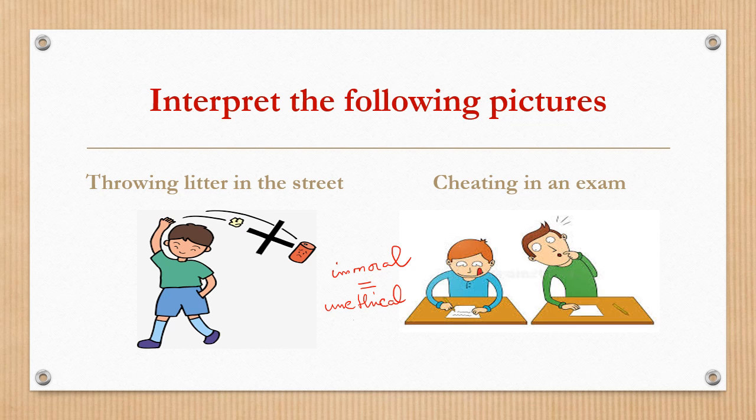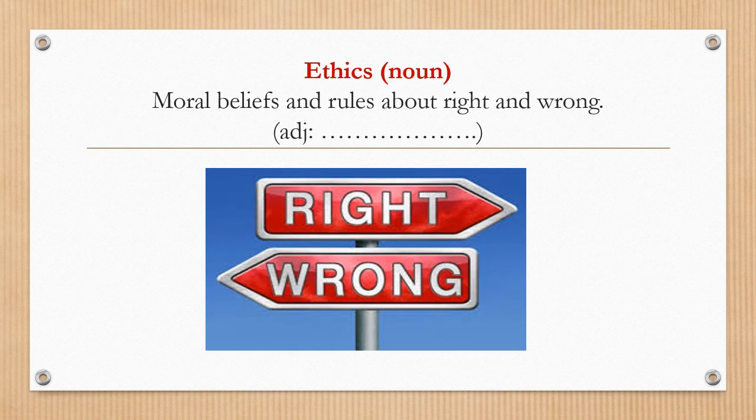Unethical is the opposite of ethical. And the noun is ethics. So, what are ethics? Ethics are defined as moral beliefs and rules about right and wrong. And the adjective is ethical. Simply put, ethics are judgments we make to decide what is right and what is wrong. It simply refers to a system of moral principles that dictate what is right or wrong.